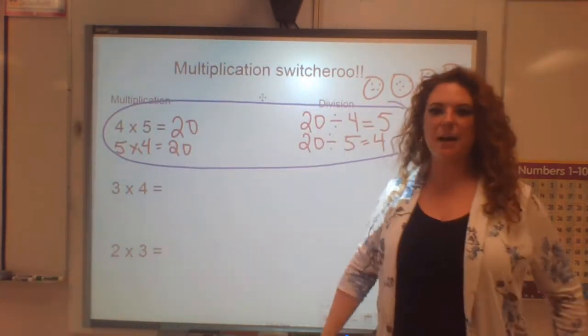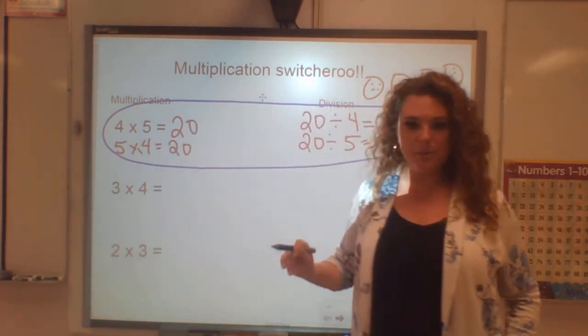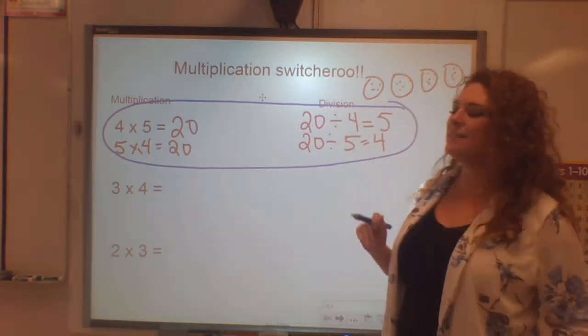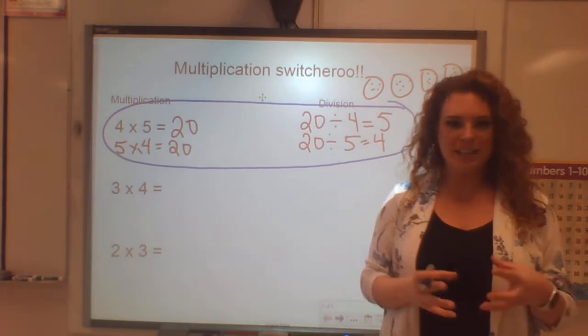So this right here is my fact family. I have 2 different multiplication sentences and 2 different division sentences, and they work together as a family.